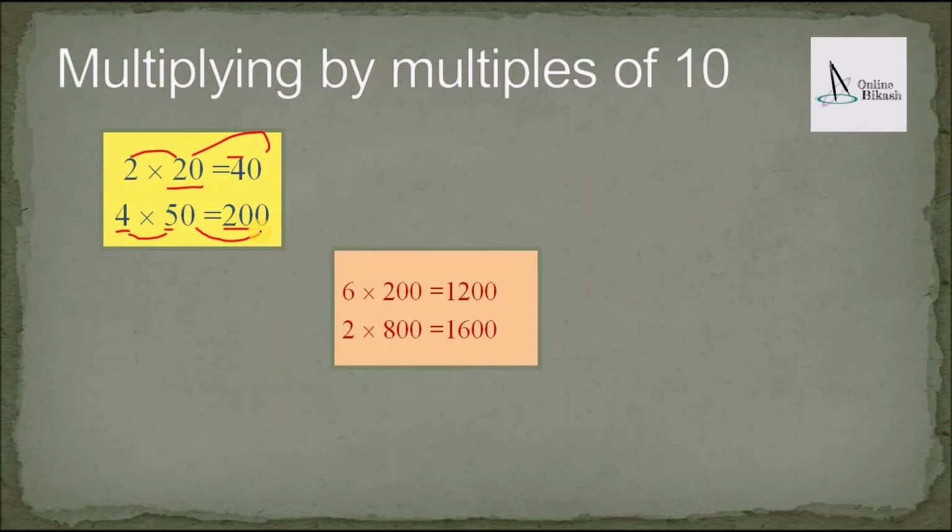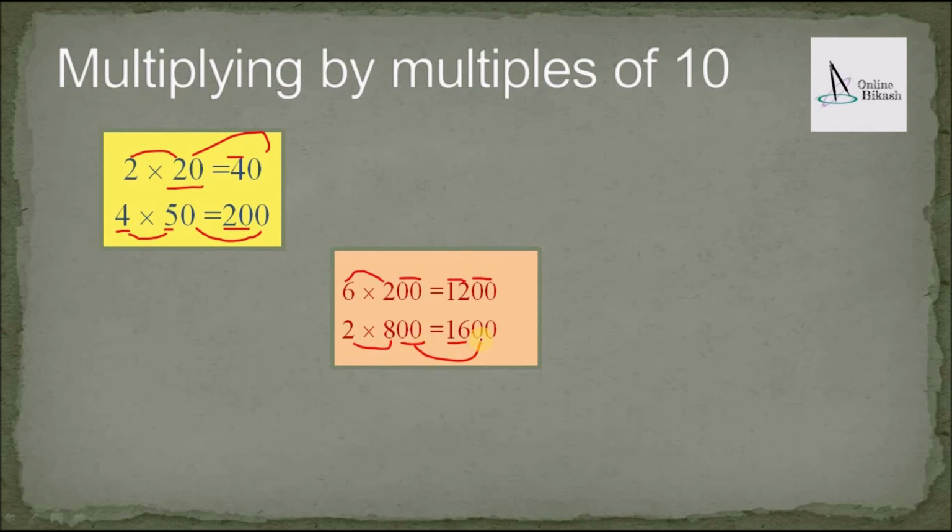You see this one, 6 into 200. Multiply this 6 and 2. 6 and 2 will give you what? 12. 6 times 2 is 12. And just place these 2 zeros after 12. Okay. In the same way, 2 times 80. 2 times 8 is what? 16. After 16, you have to place this 0 like this.